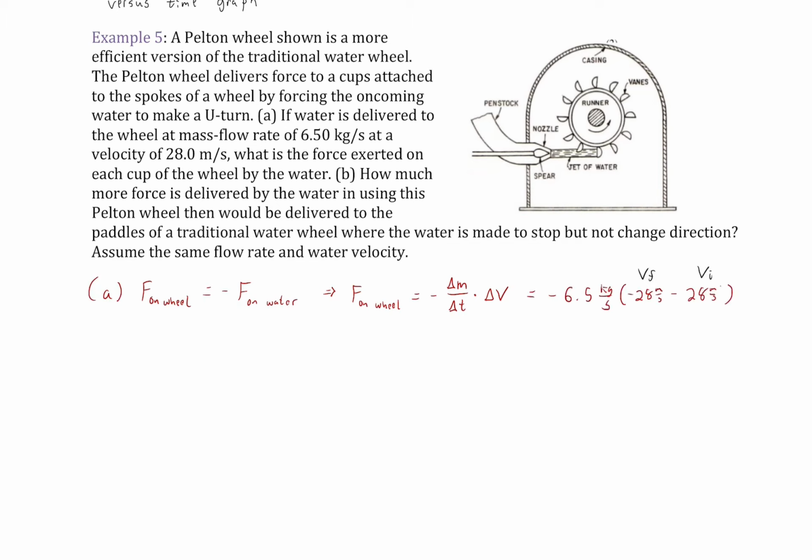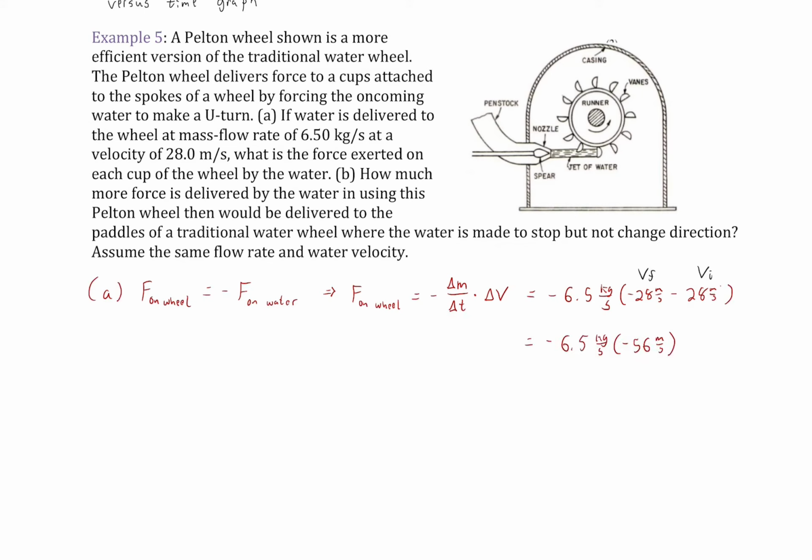The mass flow rate was 6.5 kilograms per second. The final velocity is negative, because I'm doing the traditional thing and defining to the right as positive x. That means the initial velocity is positive 28, and the final velocity is negative 28, because the water got pushed back towards the left in the negative direction. So then we have a negative times a negative, and all the negatives are going to cancel.